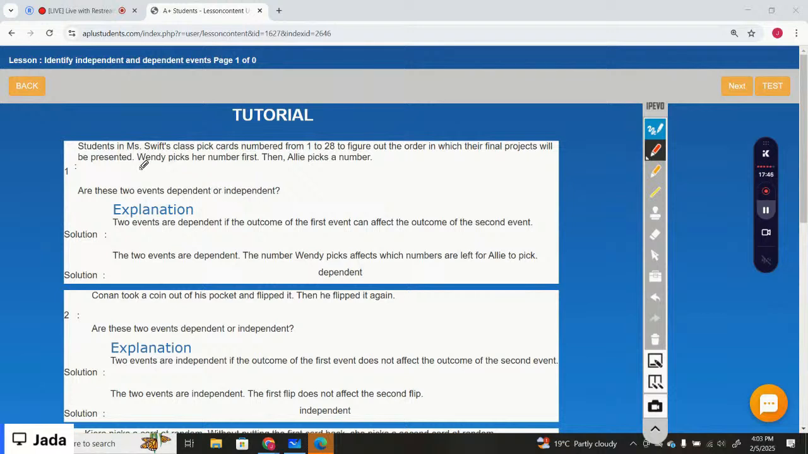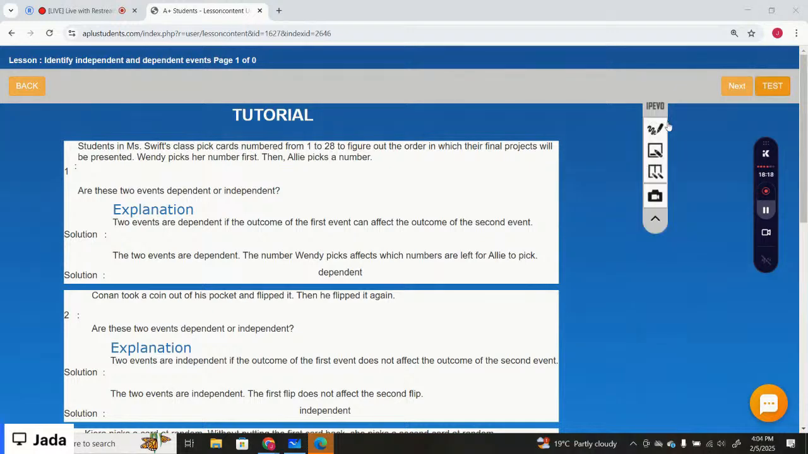So, when Wendy is going to pick the card, she has 28 options. And when Ali is going to pick the card, he has one less option than Wendy. He has 27 options. So two events are dependent if the outcome of the first event can affect the outcome of the second event. So for the first event, the outcomes are 28, and for the second event, the outcomes are 27. Got it? So they are the dependent events.